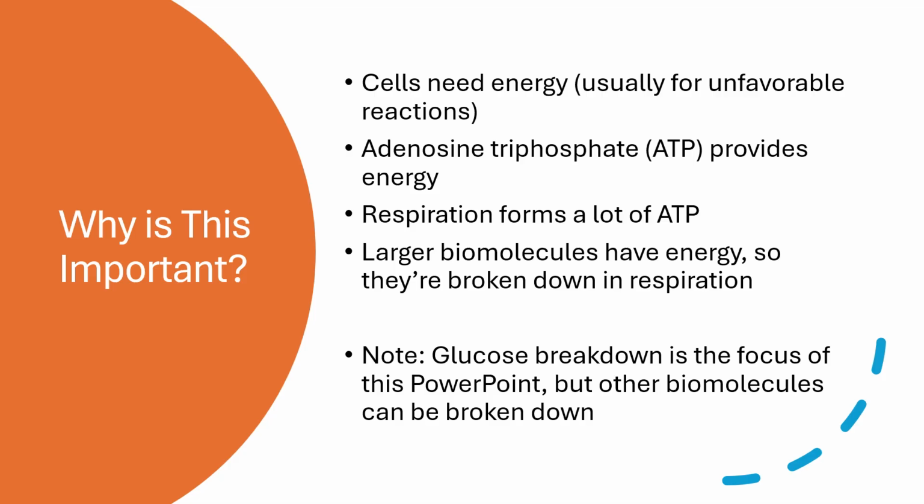Adenosine triphosphate, or ATP, provides a usable form of that energy for cells because the third phosphate group is unstable and ready to leave in order to engage in interactions and provide the energy for less favorable interactions. The process of respiration forms a lot of ATP, particularly aerobic respiration, which we'll get into in a minute. Larger biomolecules have energy, so they're broken down in respiration.